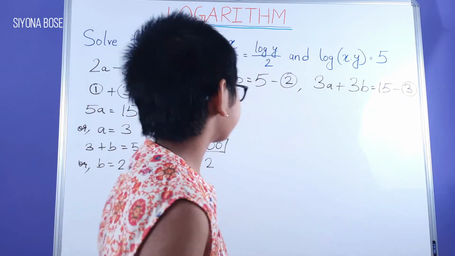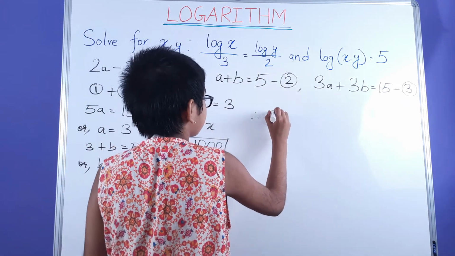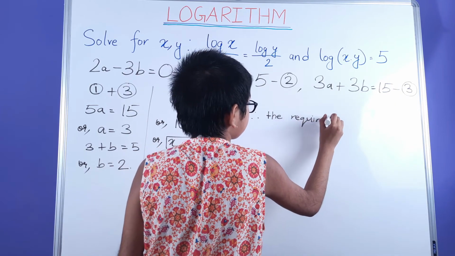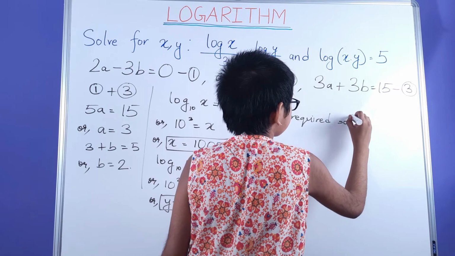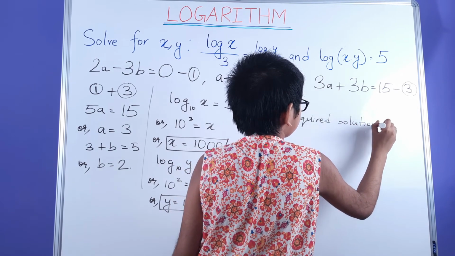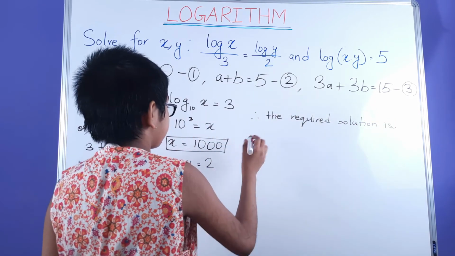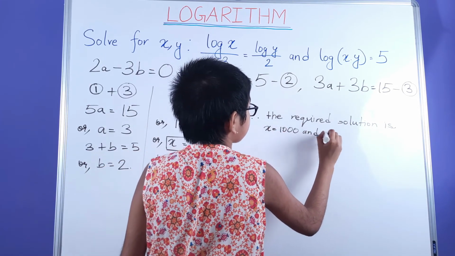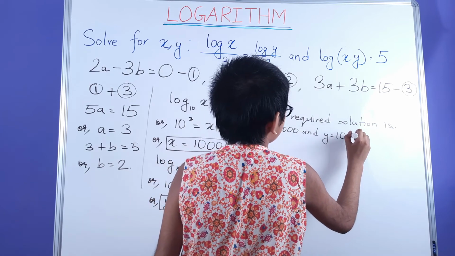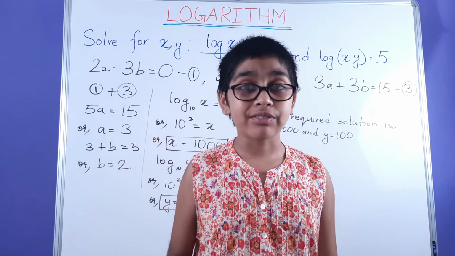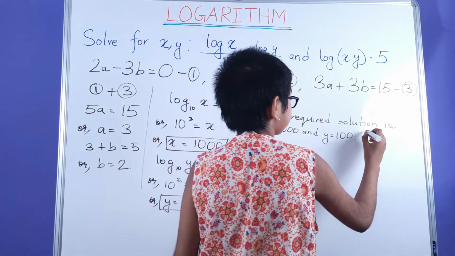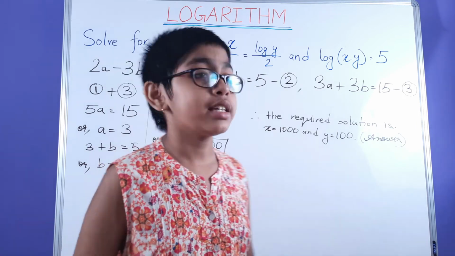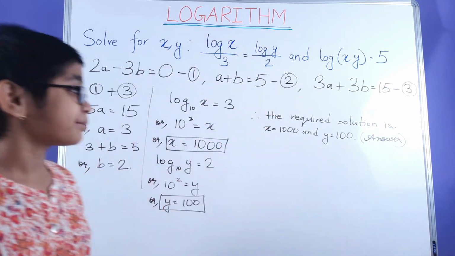So finally, therefore, the required solution is x equal to 1000 and y equal to 100. This is our final answer. Now we may take a look at the board.